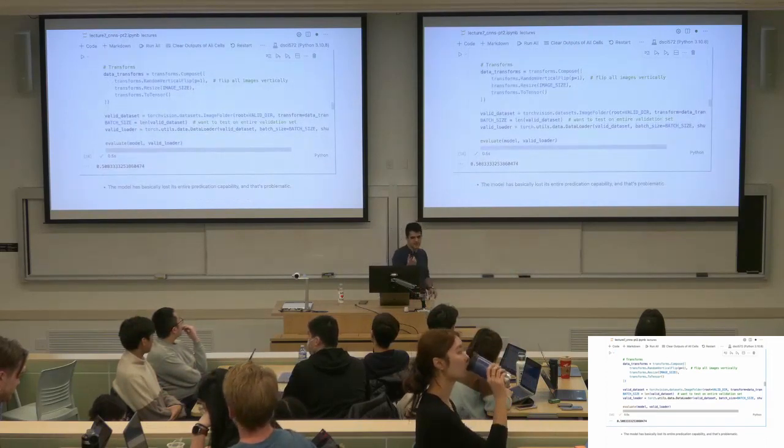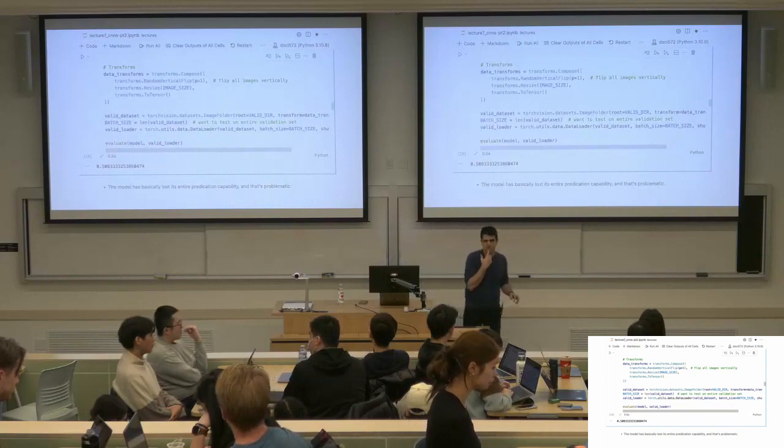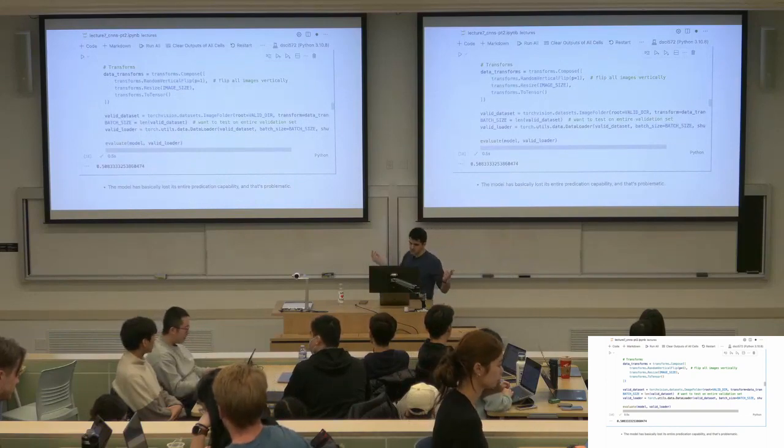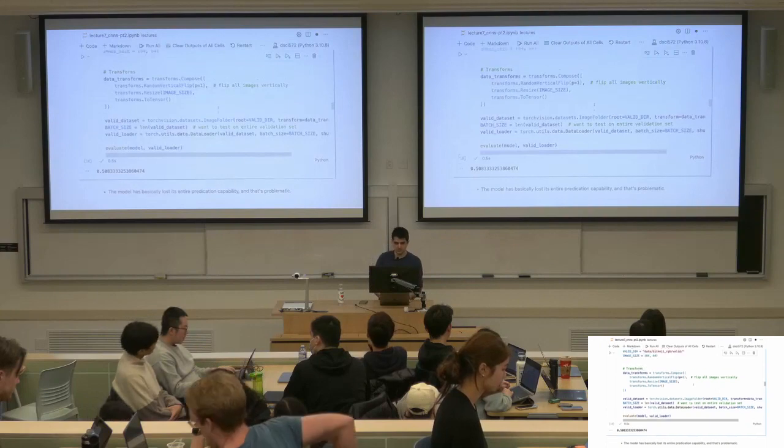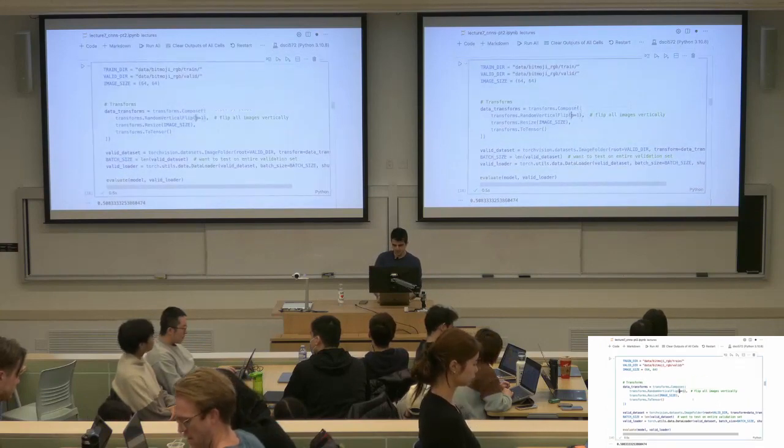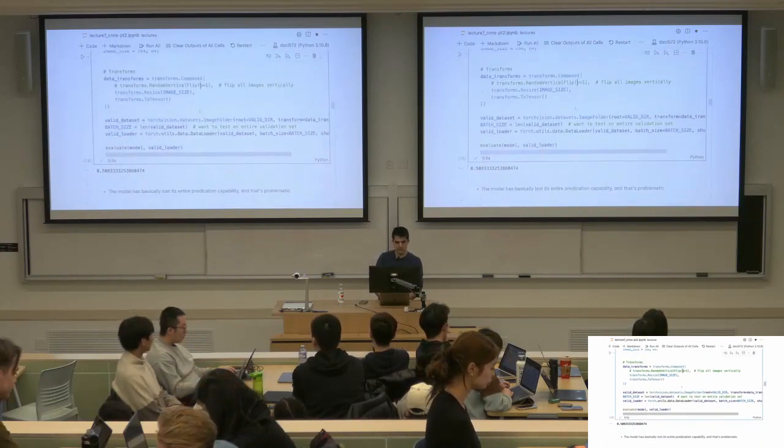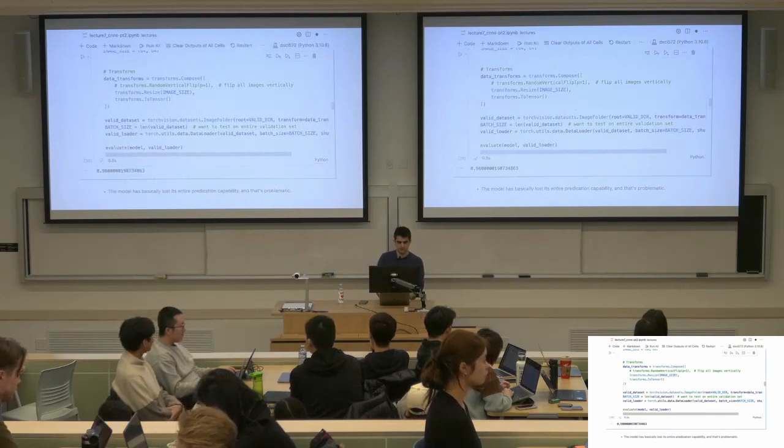Okay, you can see that the accuracy of the model basically dropped to 50%, meaning that we're not doing anything useful. And let me turn this off, random vertical flip. Now it's 98%.